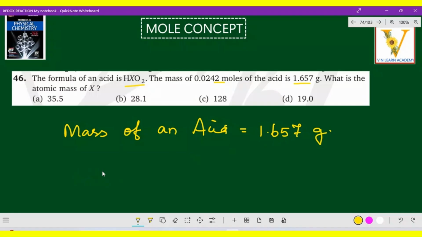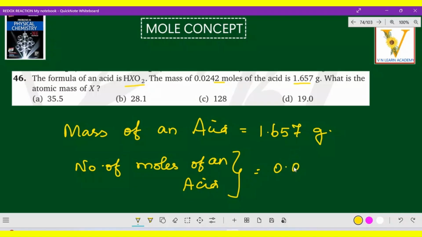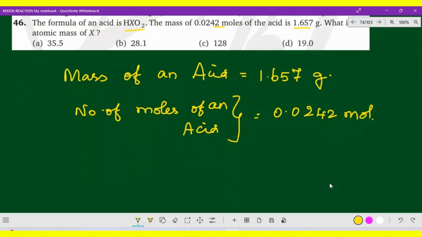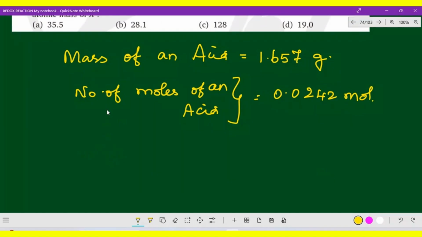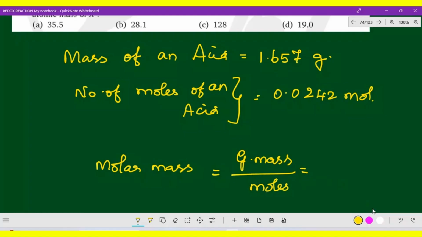gram. Number of moles of an acid is actually 0.0242 moles. Next one, we have to identify the molar mass for this, because the formula is HXO2. So molar mass is equal to given mass divided by moles. You will get the molar mass, that you know now, right? So 1.657 gram divided by moles, how much?